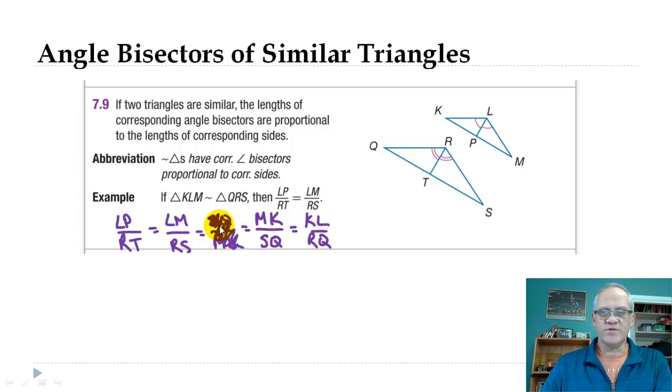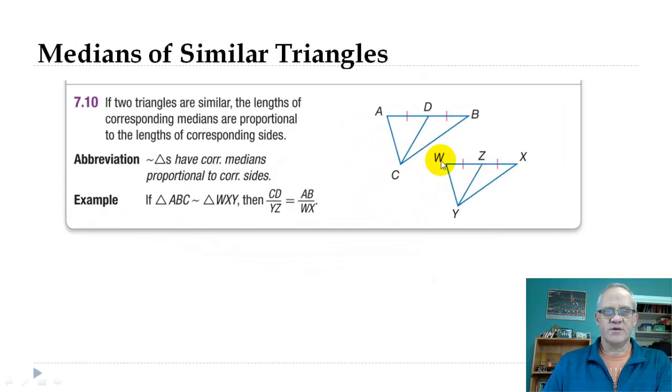The point there is all the sides are proportional, they have the same ratio, so if it's an angle bisector, they're also in the same exact ratio. And here are medians, and guess what? It's the same thing. A median goes from the vertex of the triangle and splits the opposite side into two equal parts. And so that's our median, and so we would say again, well, that's CD.